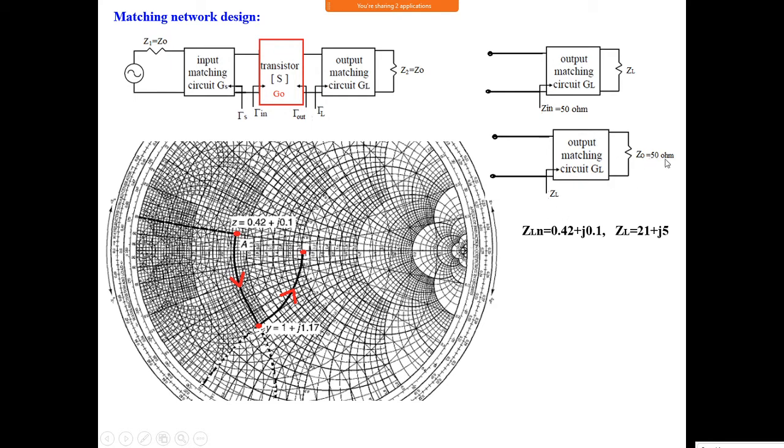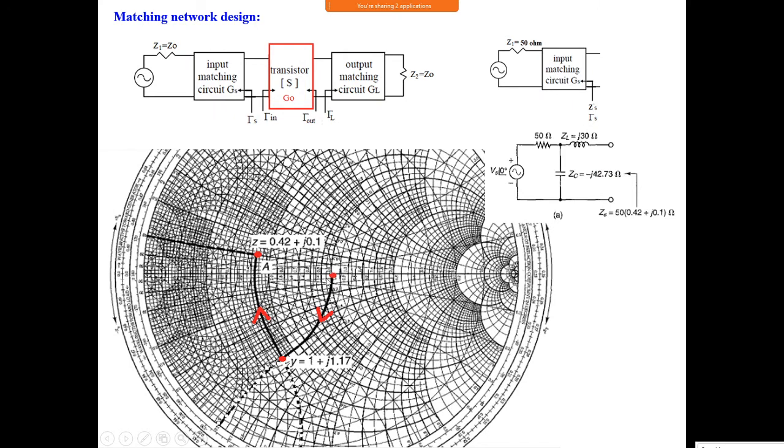The load is 50 ohm. Mark the load first, like this. From here, we have to reach the value we want. Now what we want is 0.42 plus j0.1. Looking in this direction, we want this value, 0.42 plus j0.1.